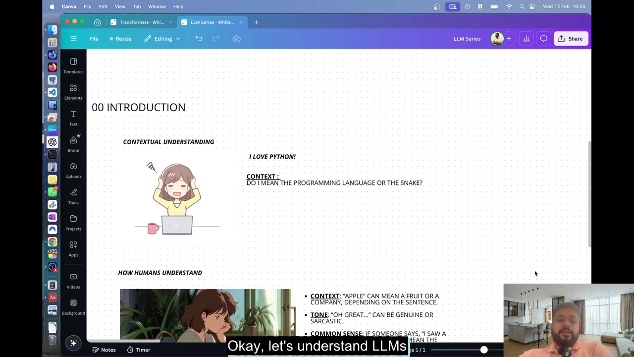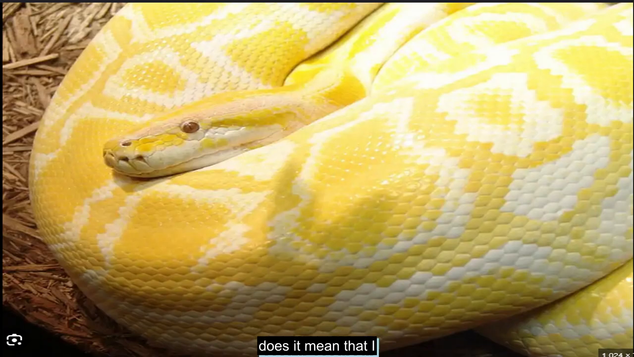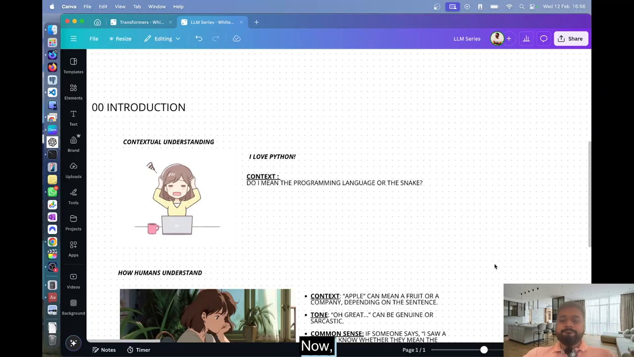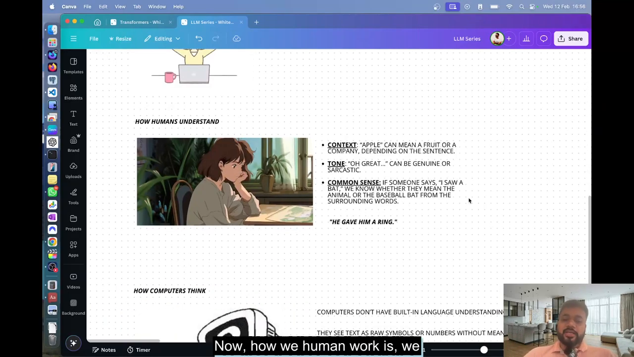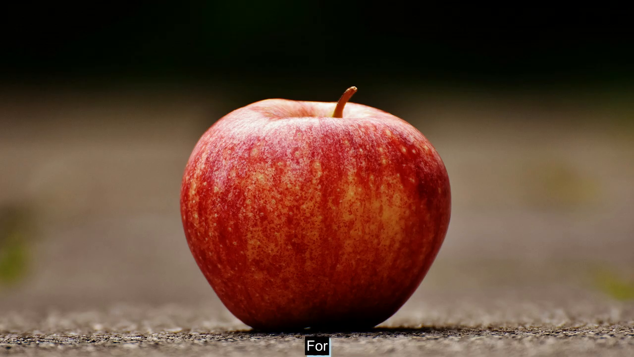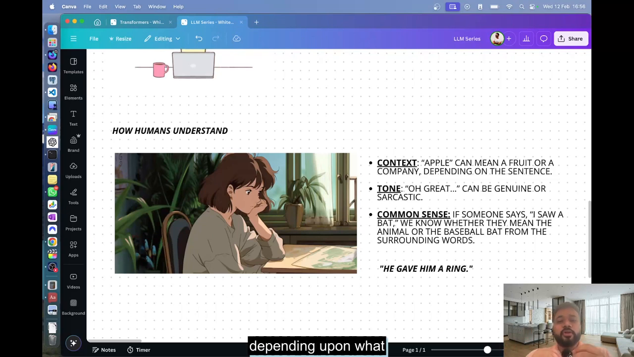Okay, let's understand LLMs from the basics. Now, what is contextual understanding? For example, if I say I love Python, does it mean that I love Python, the snake, or the Python programming language? You need to give a context to it. Now, how we humans work is we understand the context and we understand the tone and the common sense around things. For example, if I say apple, this apple could mean a fruit or it could mean a company, depending upon how it is used in a sentence.